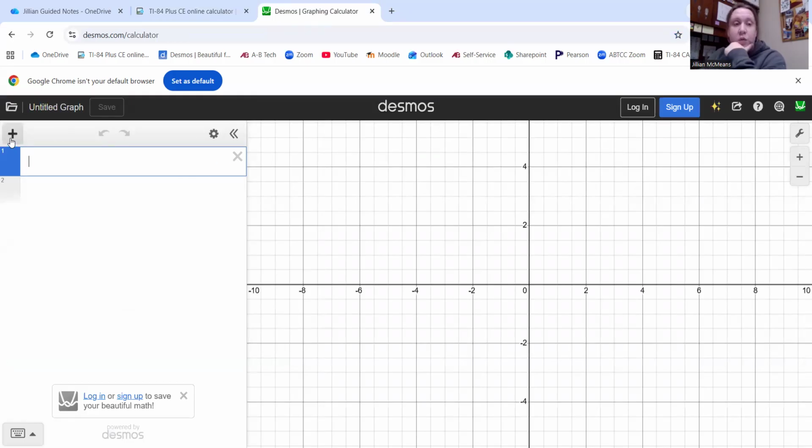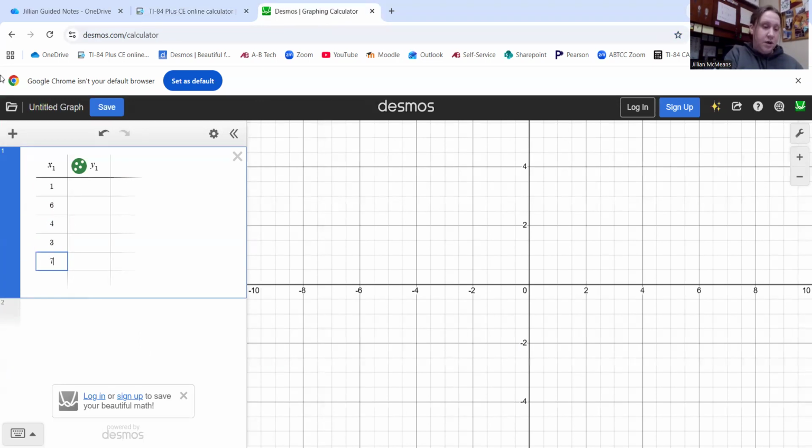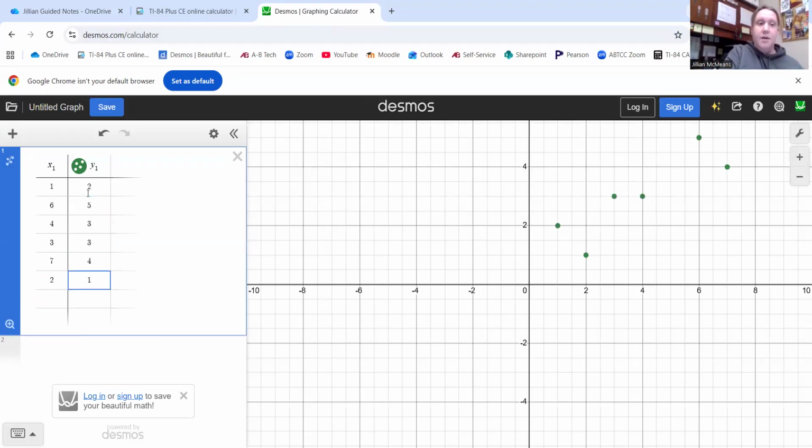In Desmos, above where you type in your formulas and equations, there's the plus sign. Go to the plus sign and then choose table, and then just type in your X's and your Y's. I'll typically type in all of my X's and then my Y's second. So for X, we have 1, 6, 4, 3, 7, and 2. And then for my Y values, I have 2, 5, 3, 3, 4, 1.